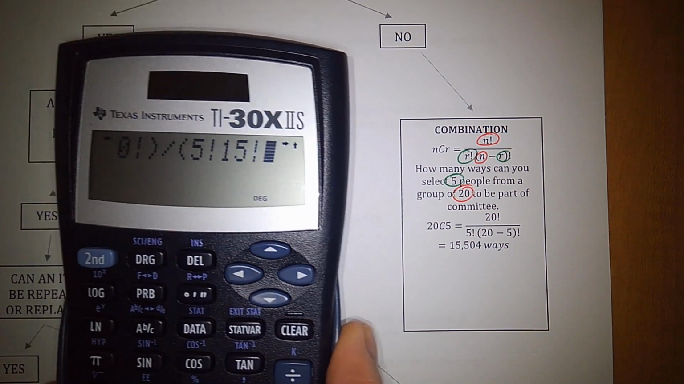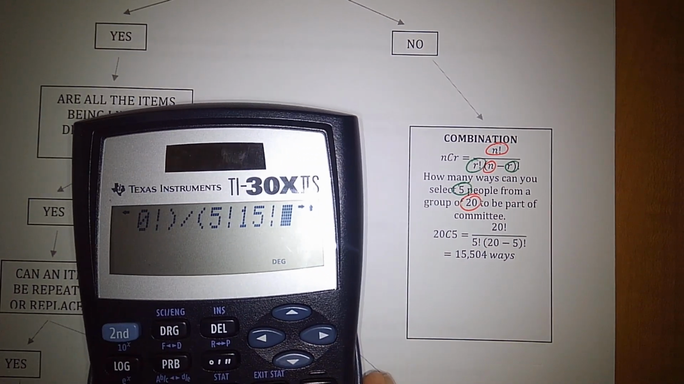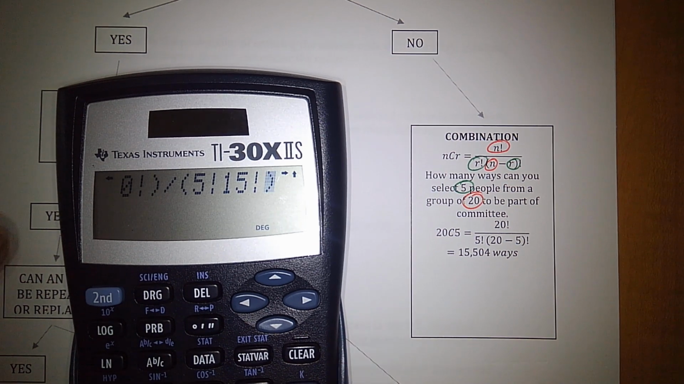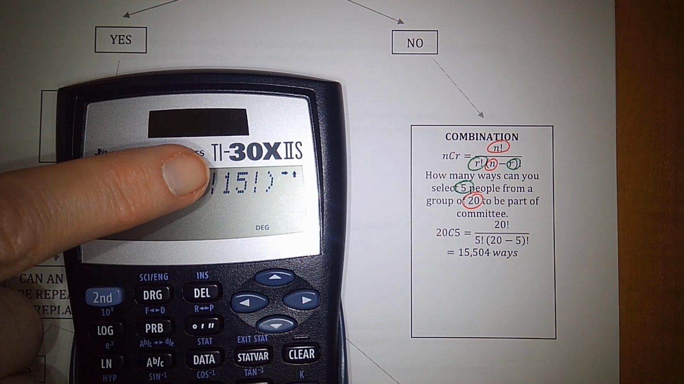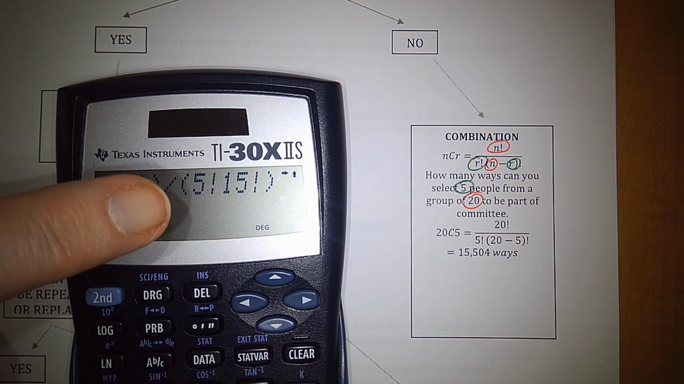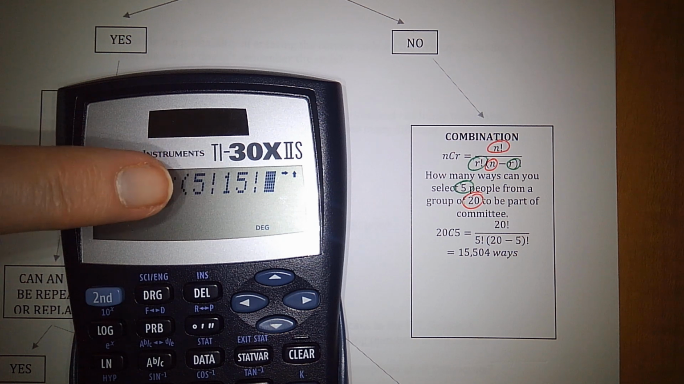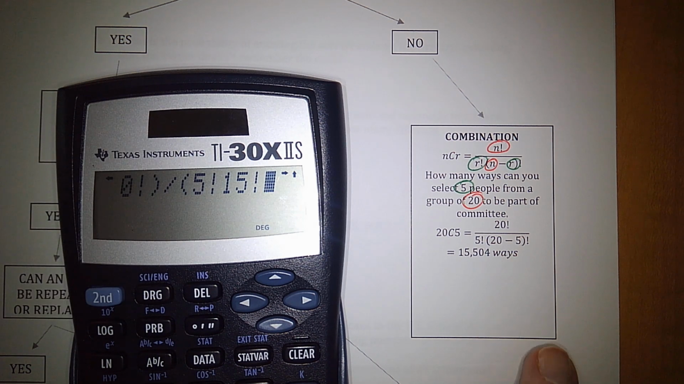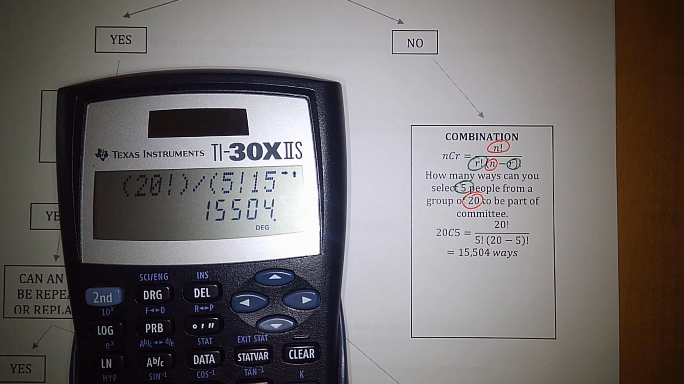So some of the numbers were too big for the calculator to handle. So what I did to try to fix this is, instead of doing down here 20 minus 5, I did 15 factorial instead. There was something in the internal calculation that was overflowing the calculator. So again, I forced the denominator to just be 5 factorial times 15 factorial, which is the same thing as this. And when I do that, I get the right answer, which was 15,504 ways.